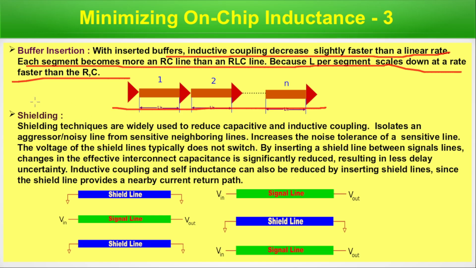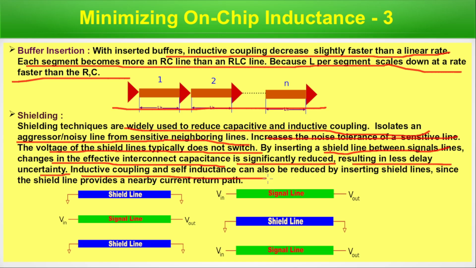Shielding techniques are widely used to reduce capacitive and inductive coupling. They isolate an aggressor or noisy line from sensitive neighboring lines, and increase the noise tolerance of a sensitive line. The voltage of the shield line typically doesn't switch. By inserting a shield line between signal lines, changes in the effective interconnect capacitance are significantly reduced, resulting in less delay uncertainty. Inductive coupling and self-inductance can also be reduced by inserting shield lines, since the shield line provides a nearby current return path.